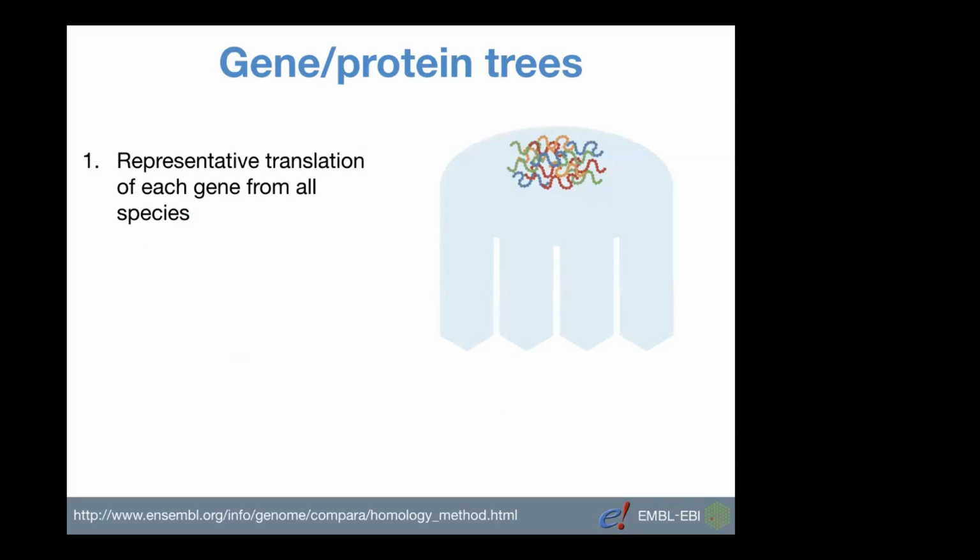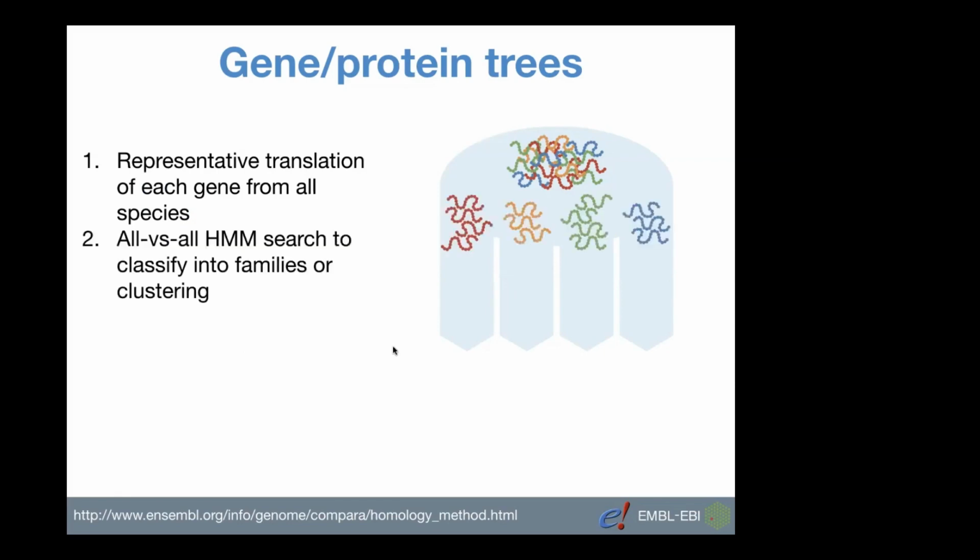And what I have been calling gene trees are actually protein trees. We don't calculate gene trees for all transcripts in Ensembl. What we do is we take a representative set of translations. So we use one translation per gene from all species, and the representative translation is called the Ensembl canonical transcript. So we talked about Ensembl canonical transcript yesterday.